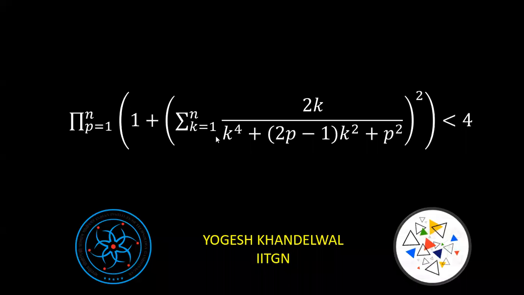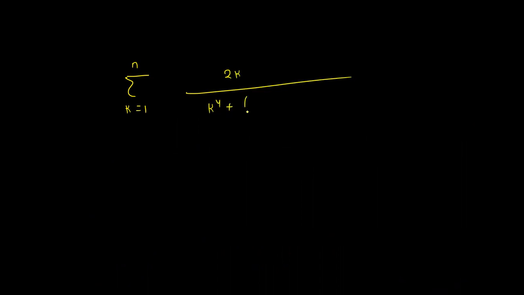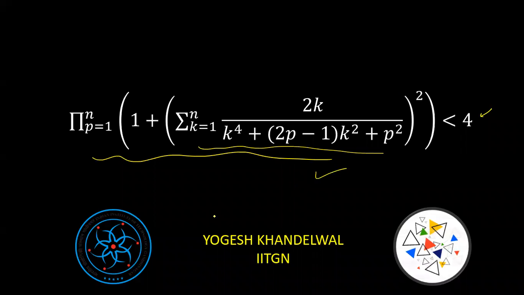So in this problem we have to prove that the product is less than 4. So first of all we calculate the value of this summation. The summation given is, k from 1 to n, 2k divided by (k to the power 4 plus (2p minus 1) k square plus p square), and this whole square we have to calculate.